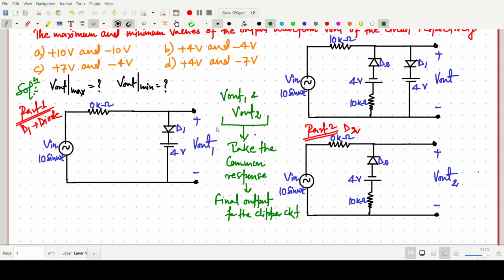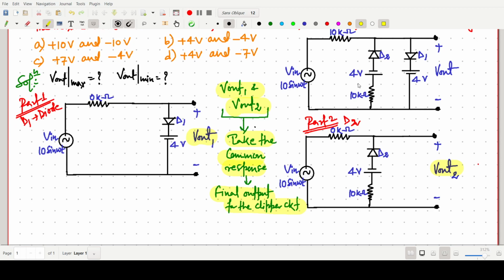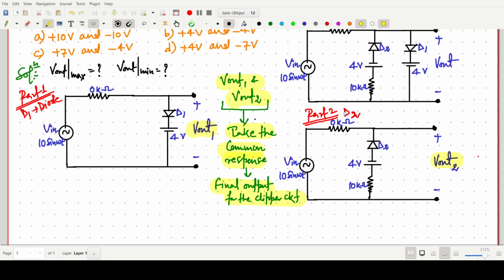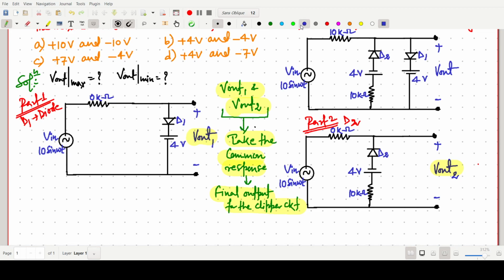So this is the way: we first find V output 1 and V output 2, then take the common response between them, and that common response will be the final clipper circuit output. In any such circuit, just make this type of selection. This is our 10 kilo ohm resistance, so make it 10. Now we have to solve this.